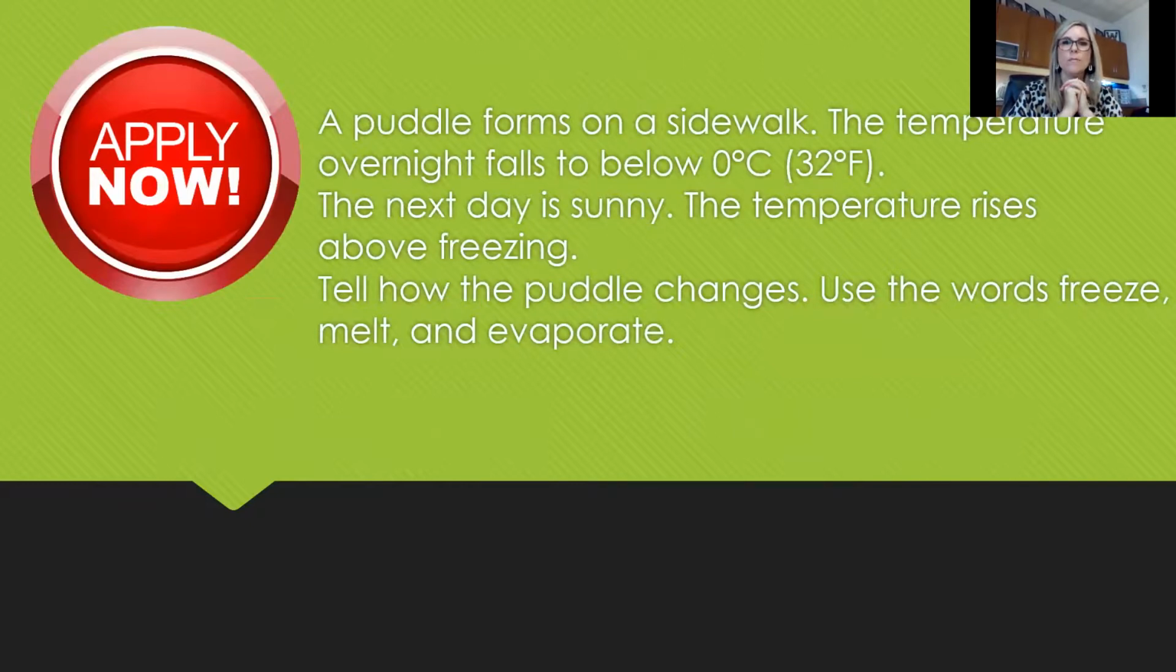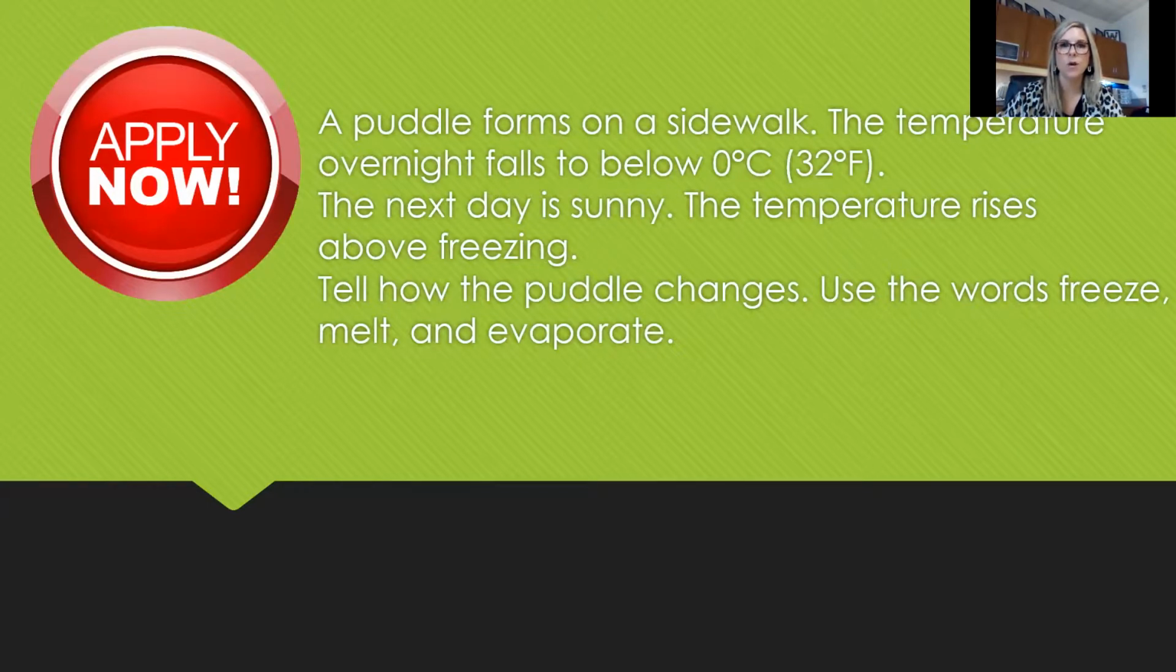All right, let's get our brains thinking just a little bit. A puddle forms on a sidewalk. The temperature overnight falls below 0 degrees Celsius, 32 degrees Fahrenheit, okay? It falls below. And the next day is sunny and the temperature rises above freezing. Tell how the puddle changes. Let's see if we can use the words freeze, melt, and evaporate. If you need time to think about this question on your own, you can hit the pause button right now on this video.